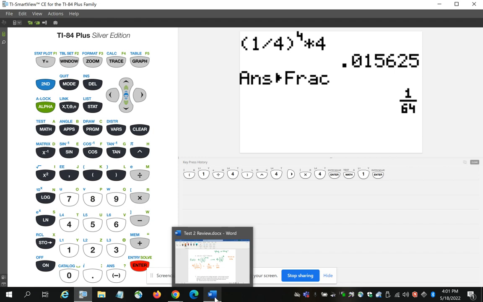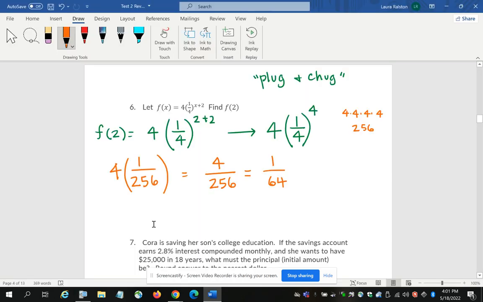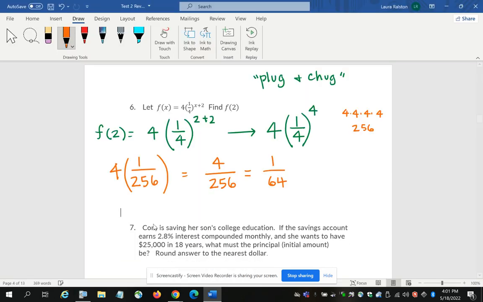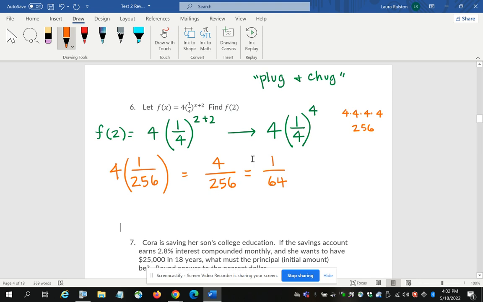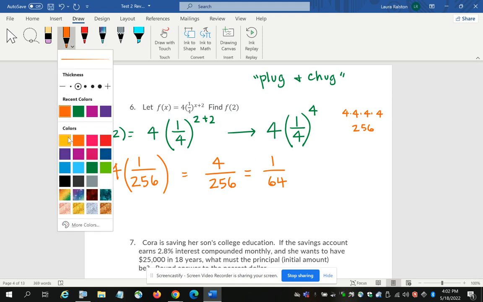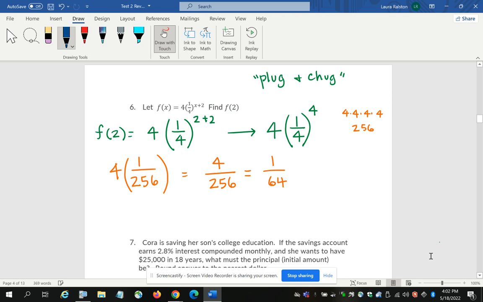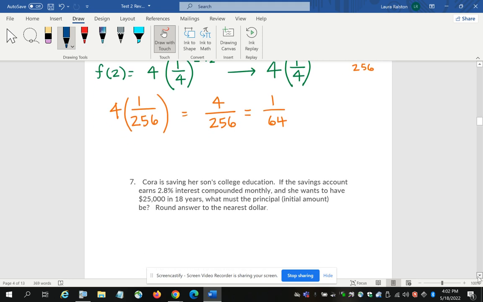Now, a decimal answer is fine, but if the choices are listed as fractions, you have to be able to convert it to a fraction. Okay, so then question 7, if we read it through, and again, it's another word problem, but guys, read it through completely first.